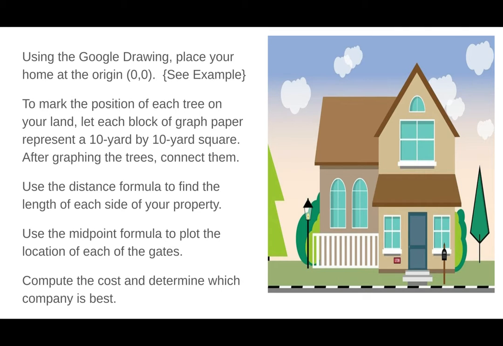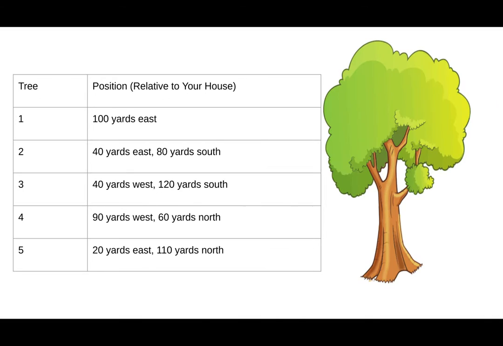So what you're going to do, using the Google drawing, is place your origin at 0, 0. See example, and we'll go to the example momentarily. To mark the position of each tree on your land, let each block of graph paper represent a 10-yard by 10-yard square. After graphing the trees, connect them. Use the distance formula to find the length of each side of your property. Use the midpoint formula to plot the location of each of the gates. Compute the cost and determine which company is best.